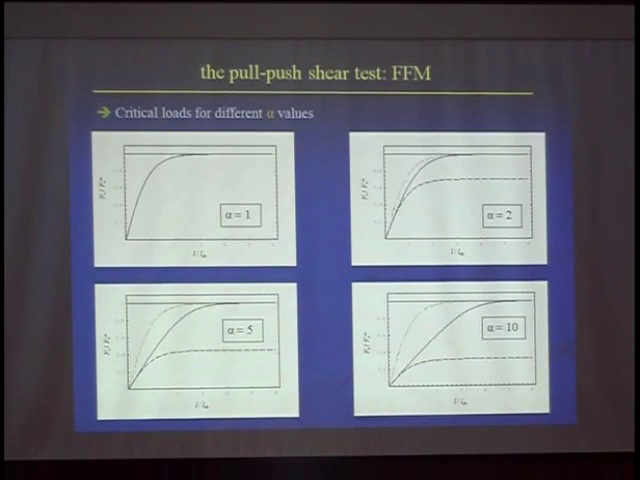Here are the same plots for different values of the parameter alpha, and you see that increasing alpha increases the gap between the stress and the energy criteria.